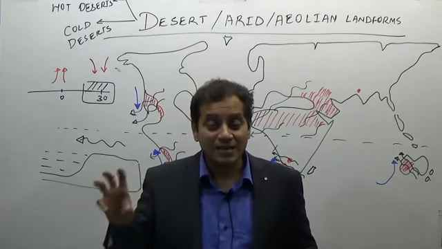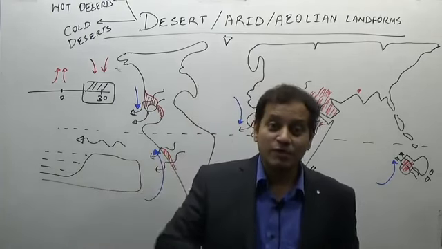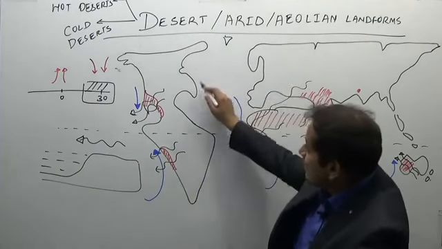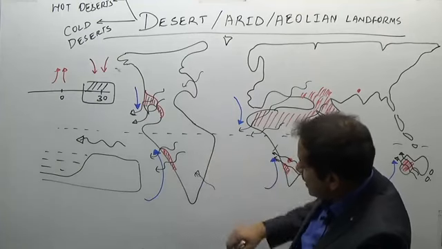These are the characteristics of the hot deserts, and therefore they are always located on the western side of the continents. Why not the eastern side? Because you see, the trade winds will always blow from east towards the west.